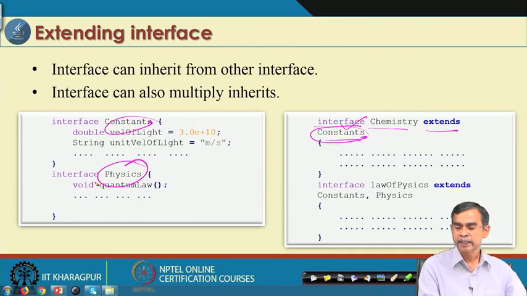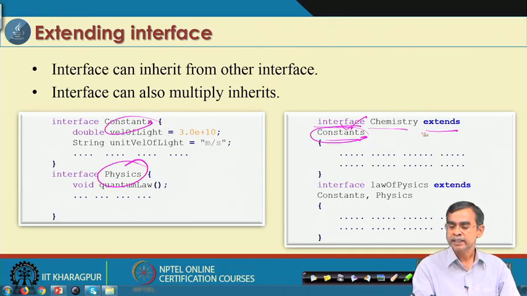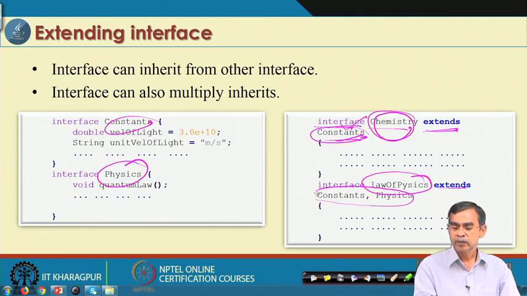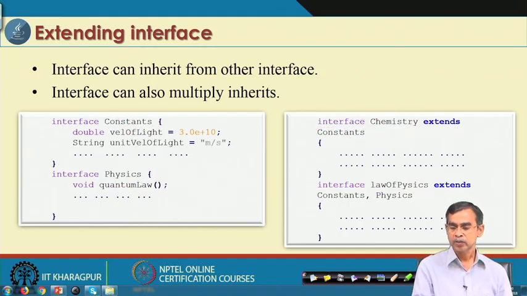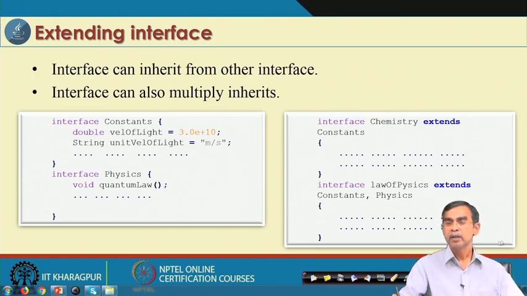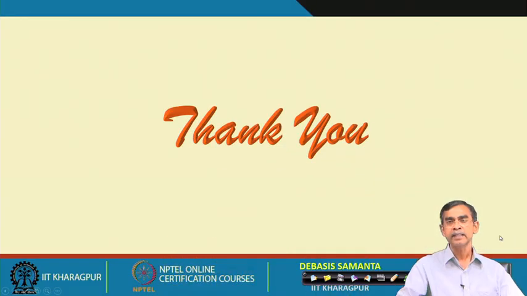So here you can see this interface creates another interface, Chemistry, inheriting the Constant interface. Here we can also see an interface creating another interface, LawOfPhysics, inheriting the interfaces Constant and Physics. It is the same concept, just like a class inherits others. So inheritance is also possible with interfaces. This is a brief idea about inheritance, and we will discuss more about inheritance in our next module. Thank you.